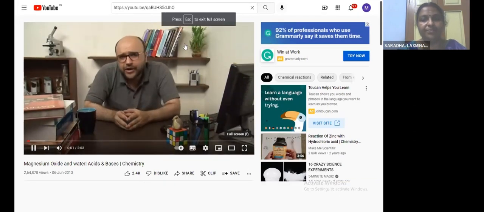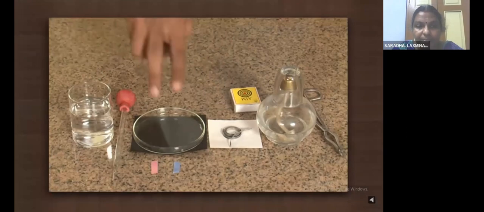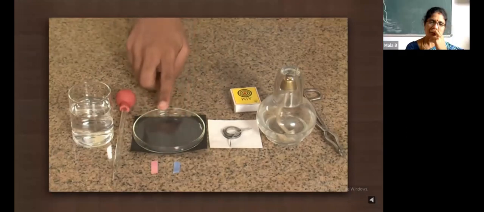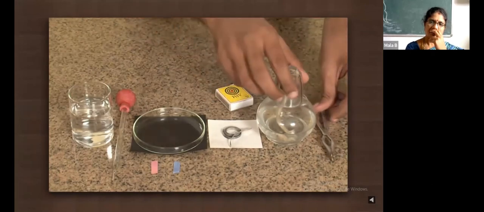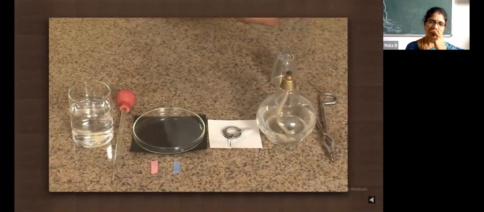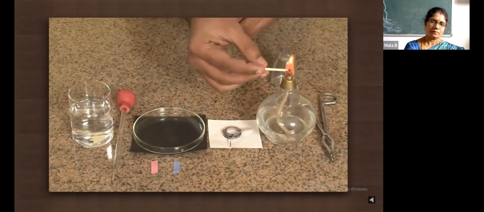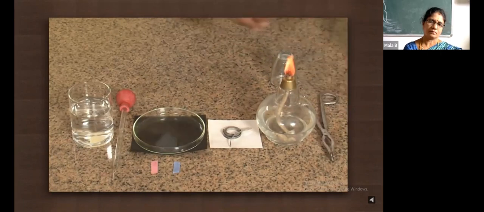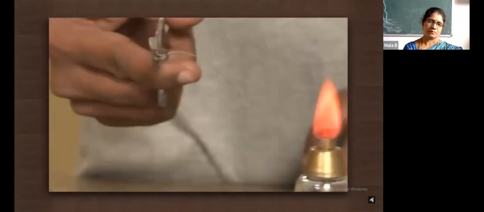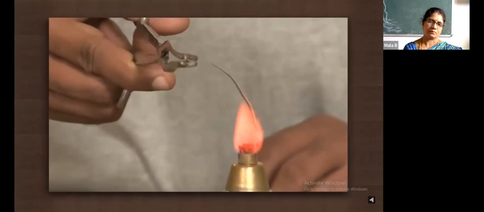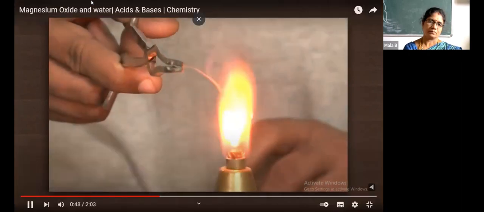Let us try to find out if metallic oxides are acidic or basic in nature. Let us do a small experiment to see this. For this, we need magnesium wire, which is a metal, water, red and blue litmus paper, a petri dish, dropper, spirit lamp, matchbox, and a pair of tongs. Light the spirit lamp first. Now hold the magnesium wire with the tongs and bring the ribbon to the flame. Observe that the magnesium burns with a bright white light.